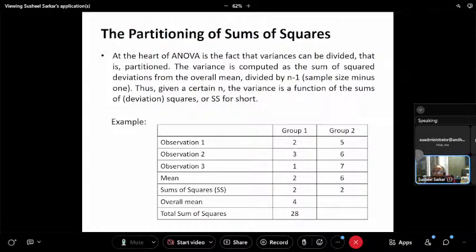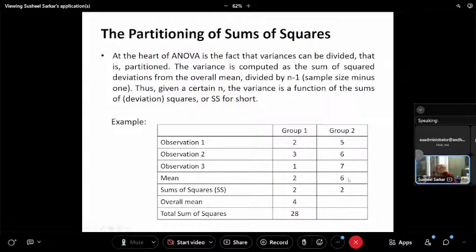Second thing, we can do many analyses using software like R, SAS, SPSS, no problem. We must understand the logic behind it. How do we get it? We have read about the partitioning of sum of squares. With a very simple example, suppose in group 1 there are three observations, 1, 2, 3, and in group 2 there are three observations, 5, 6, 7. The mean of group 1 is 2, and the mean of group 2 is 6.